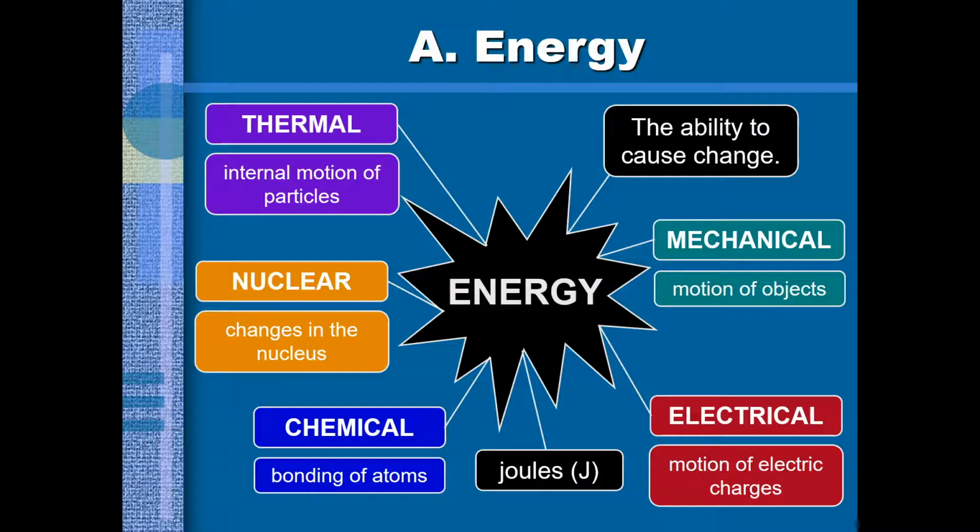Again, we already covered this. So nuclear is the binding energy inside the nucleus. Chemical is the chemical bonds between the atoms. Electrical is the motion of electric charges. What is light? What type of energy is light?